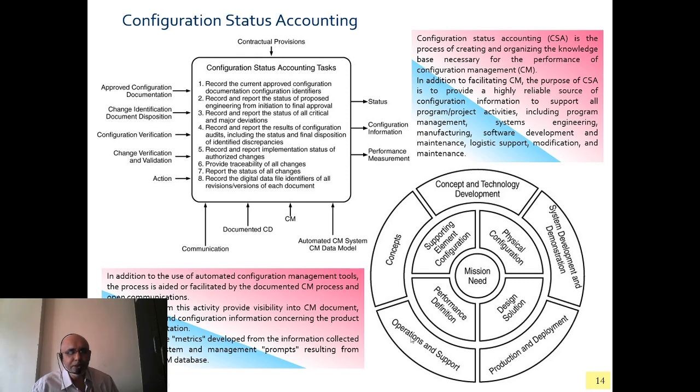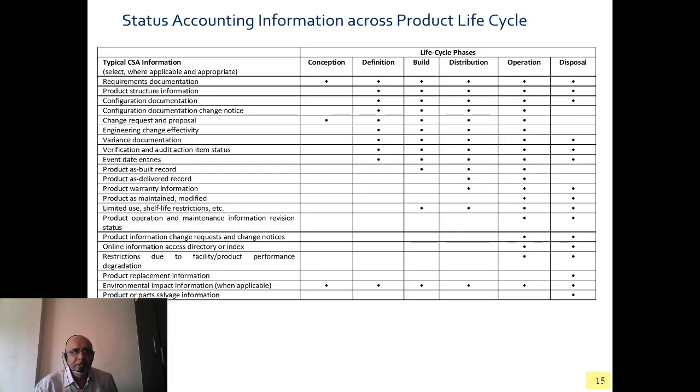So you have got constraints like contractual provisions, CM documented, controlled dynamics, communication, CM model, data model, and then multiple documentations are being given, and then you will come to know what is the status quo of that. So this is the relevant structure, okay, status accounting information as far as the life cycle processes are concerned.